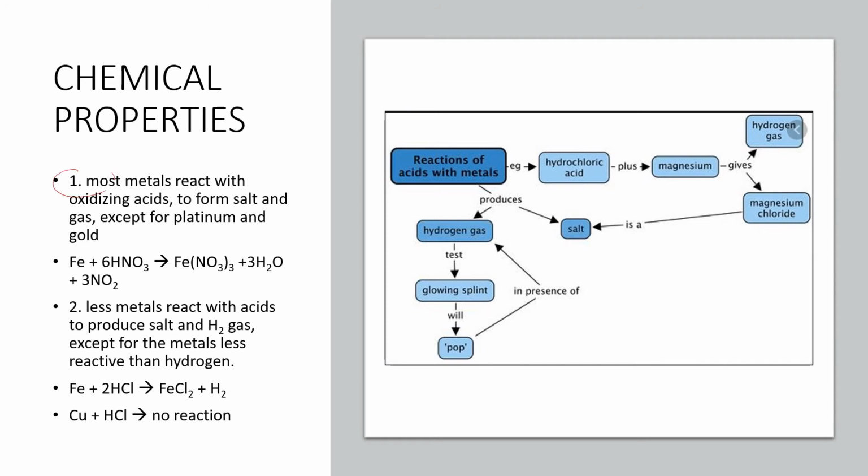For example, you have here iron, Fe, and then concentrated nitric acid will form iron trinitrate, and then water and nitrogen dioxide gas.